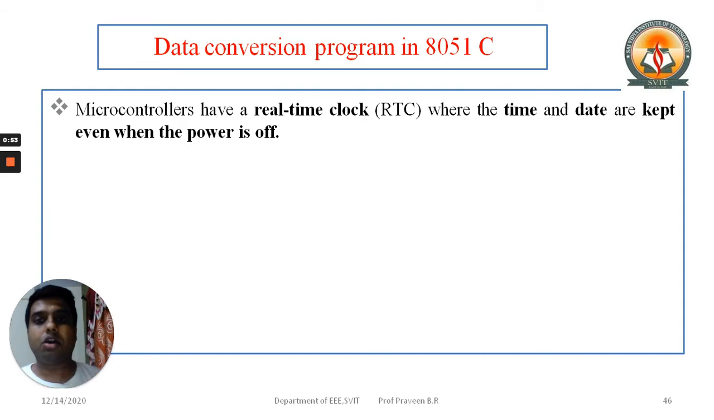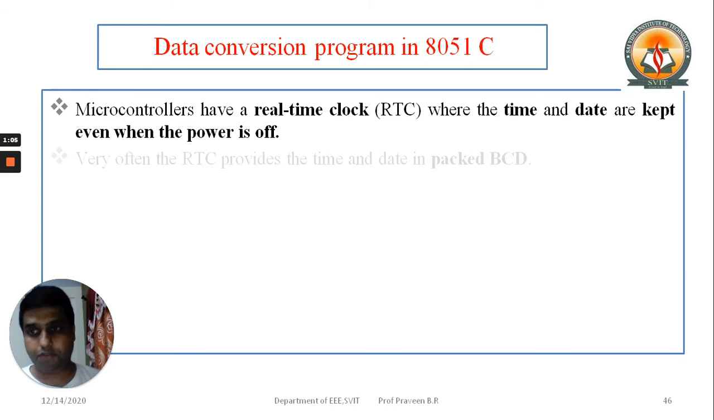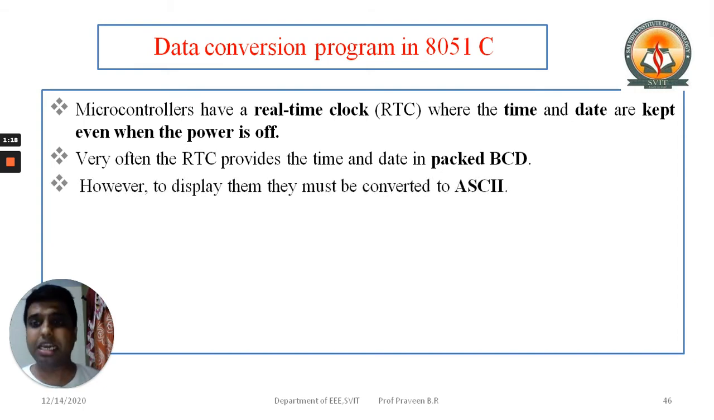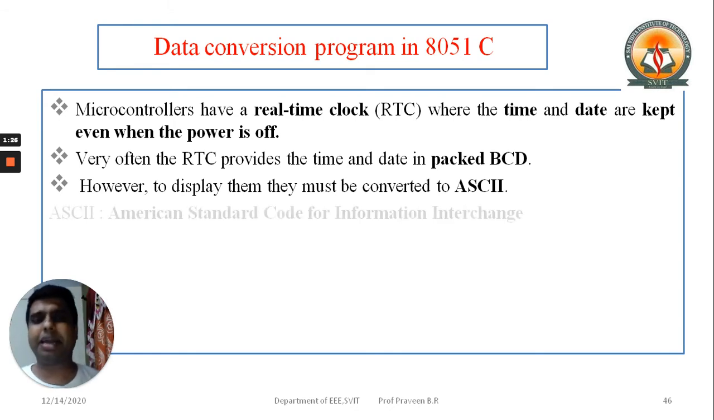Let us see why data conversion is required. Microcontrollers have a real-time clock where the time and date are always kept. Even when the power turns off, the time and date are kept. Very often, the real-time clock provides the time and date in a packed BCD. However, the display will always require them to be converted to ASCII. What do you mean by an ASCII?